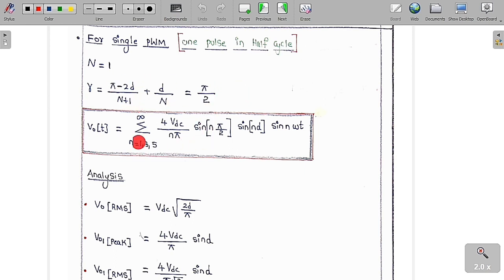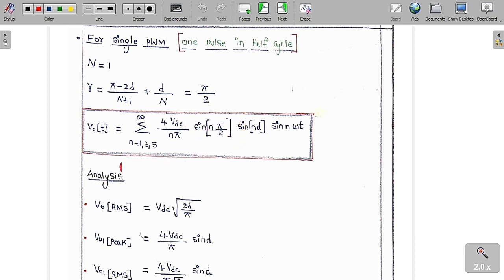we are going to get π/2. So now the general expression is V0(t) = N Σ (n = 1, 3, 5 up to infinity) (4 VDC / nπ) sin(nγ) sin(nd/N) sin(nωt). If you substitute N equal to 1 and γ equal to π/2, then we finally get Σ (n = 1, 3, 5 up to infinity) (4 VDC / nπ) sin(nπ/2) sin(nd) sin(nωt). This is the expression for when only a single pulse is present in the output.